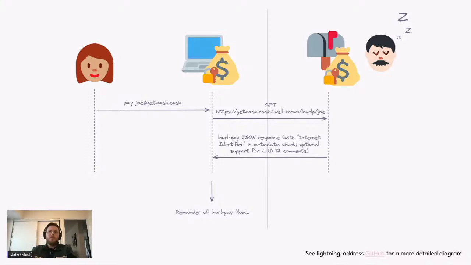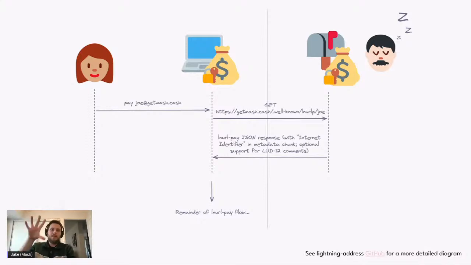And then there are some notes here in the metadata chunk that I talked a bit about. You need to have an internet identifier in that because it is associated with a Lightning address. So there's a requirement with the metadata. And then, optionally, you can also lean on LUD12, which you can dig into if you'd like, which just specifies a way of providing comments with LNURL Pay. If, when I type in joe@getmash.cash, I want to also send a message, but that's optional.